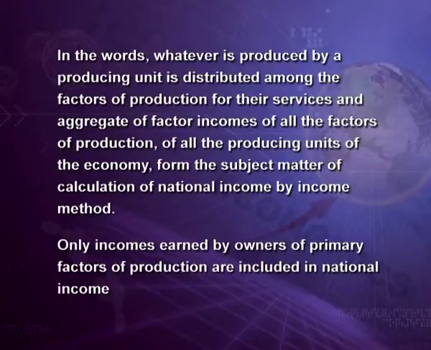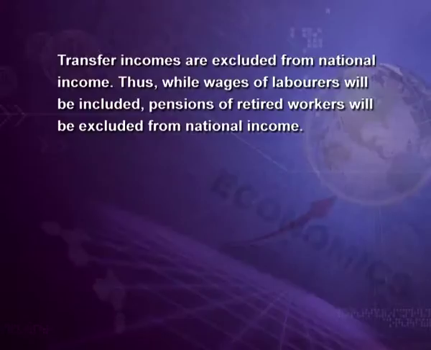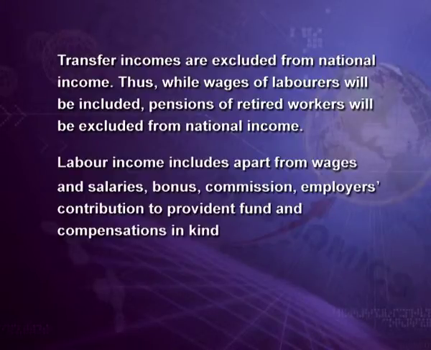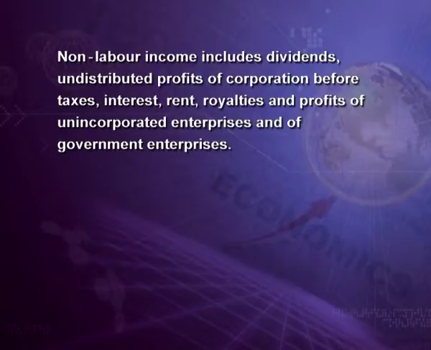Only incomes earned by owners of primary factors of production are included in national income. Remember, transfer incomes are excluded from national income. Thus, while wages of laborers will be included, pensions of retired workers will be excluded from national income. Labor income includes, apart from wages and salaries, bonus, commission, employers' contribution to provident fund and compensation in kind. Non-labor income includes dividends, undistributed profits of corporations before taxes, interest, rent, royalties, and profits of unincorporated enterprises and government enterprises.